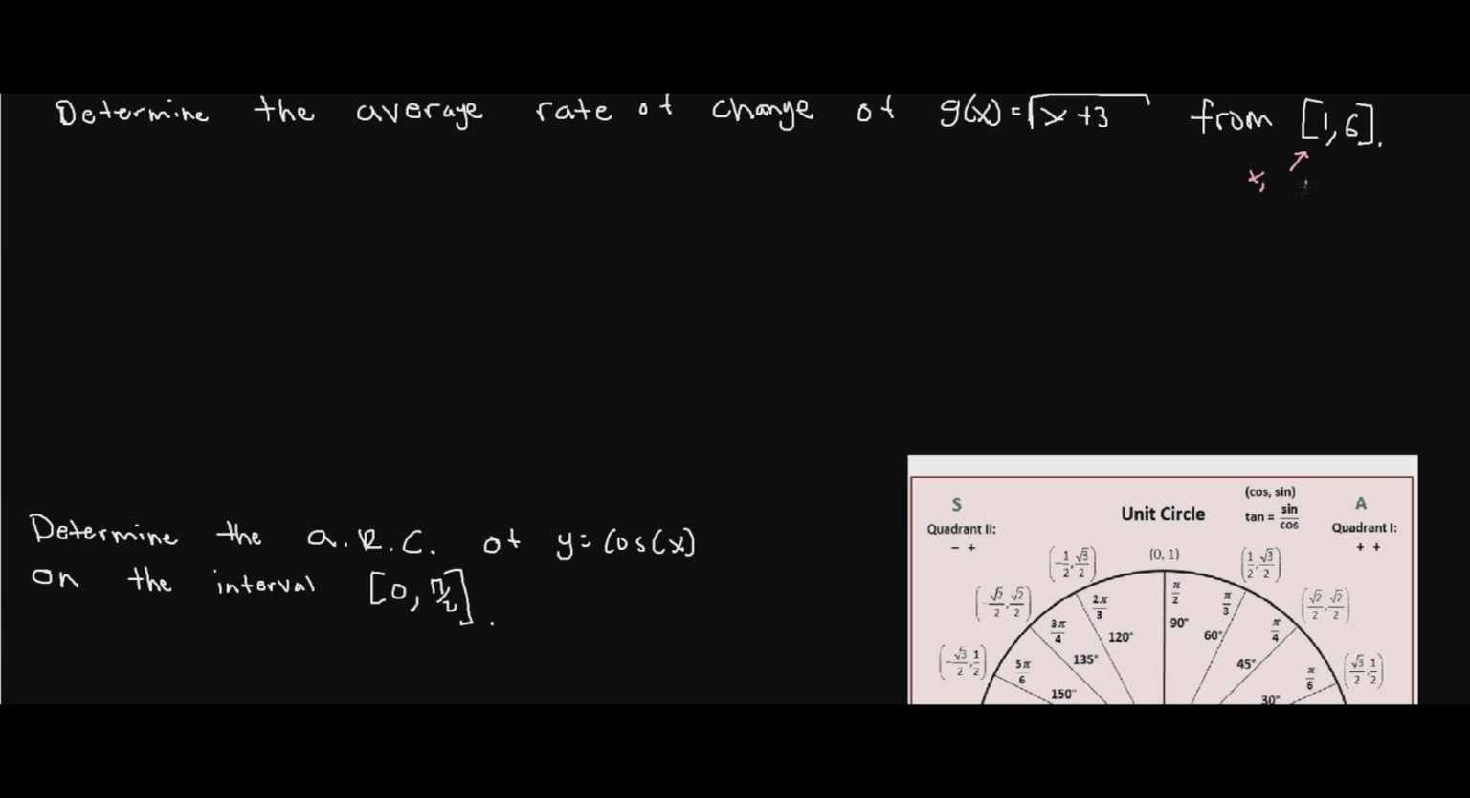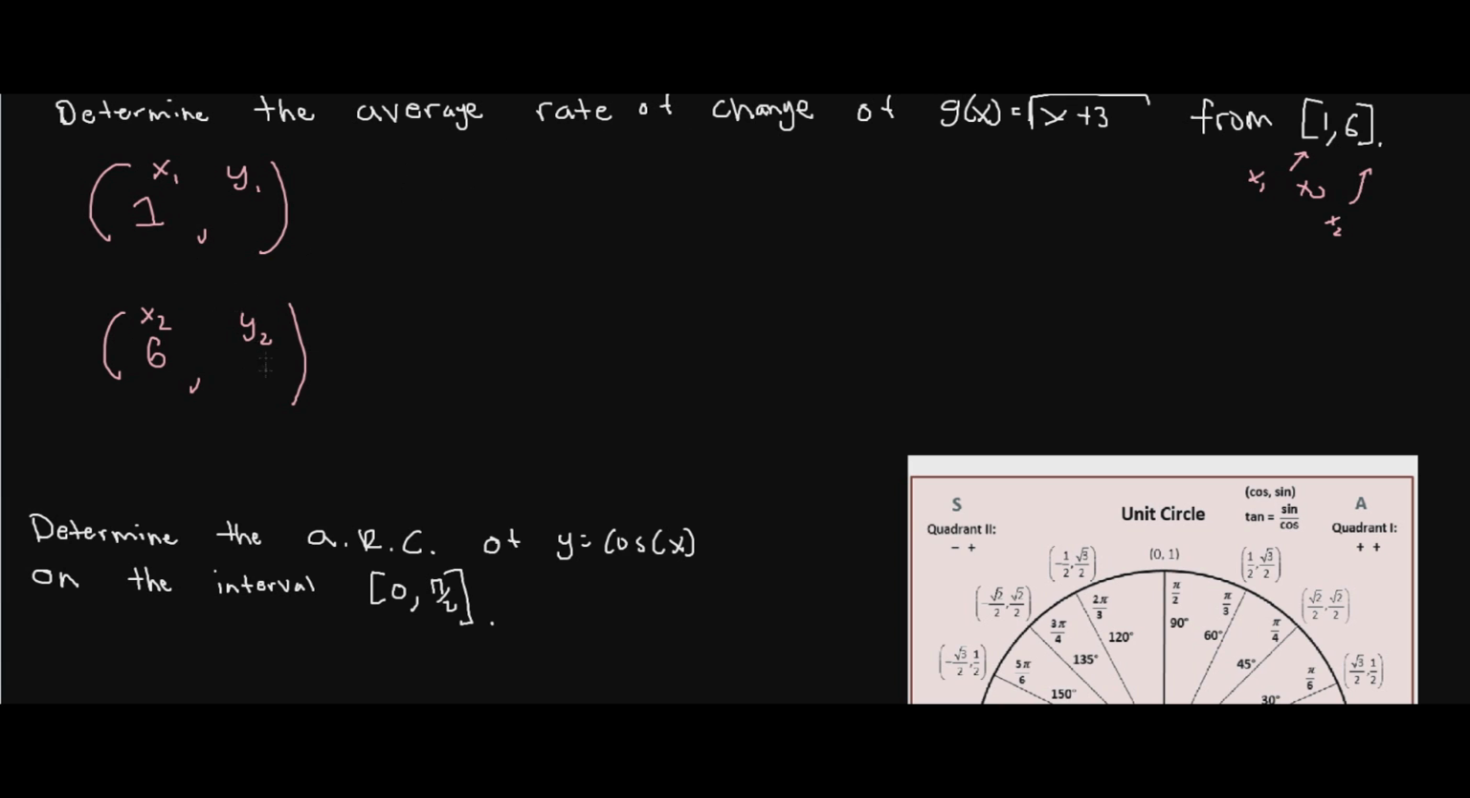Again, I cannot stress, this means x1 to x2. So let's go ahead and write. I want to translate this: x1, y1, and x2, y2. Well, my x1 is 1, my x2 is 6.